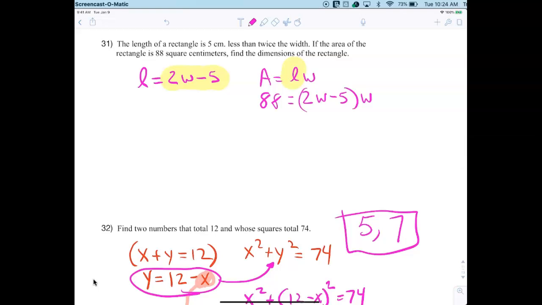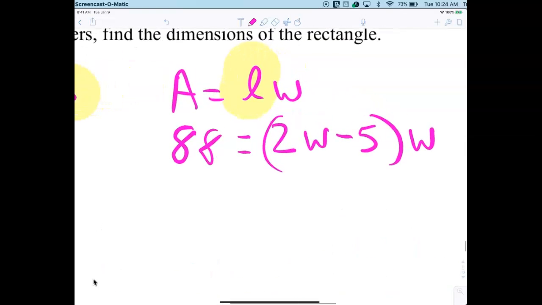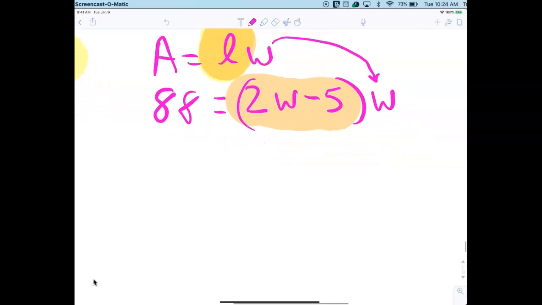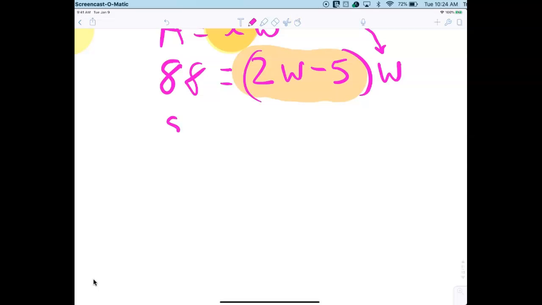Is everybody okay with that? Now watch me. Look right here, kiddo. See this L? I'm going to highlight it differently. That L I changed to 2w minus 5. And then there's the w that's sitting right next to it. You with me? Doesn't matter if you put the w in front. If you want to put the w in front, that's fine. So now when I distribute the w, I get 88 is equal to, when I distribute, what do I get?